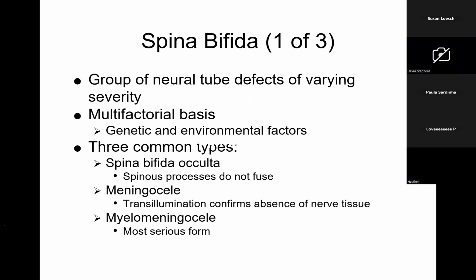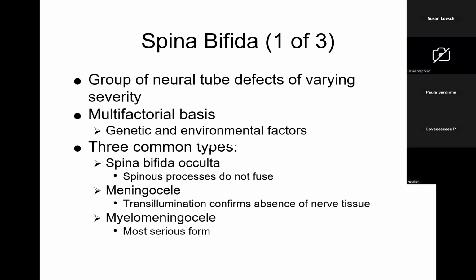There are three types of spina bifida. Spina bifida occulta, in which the spinous processes do not fuse, and you can usually tell this because there's a little tuft of hair on their back. Meningocele is the same bony defect, so the spinous processes don't fuse, but we also have herniation of the meninges through the defect. The meninges and cerebrospinal fluid form a sac on the surface of the back. Transillumination will confirm the absence of nerve tissue in that sac.